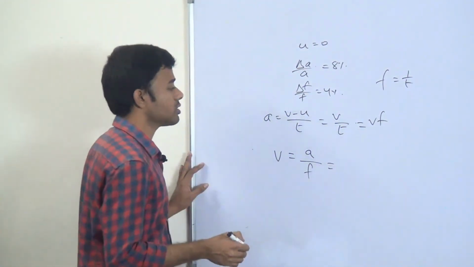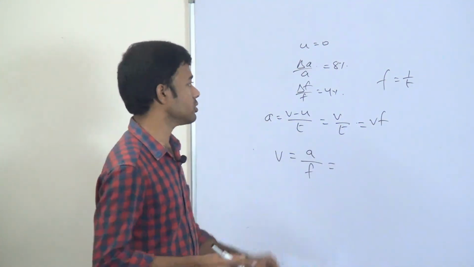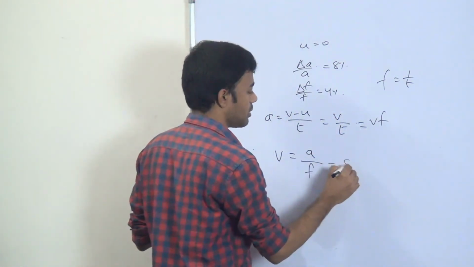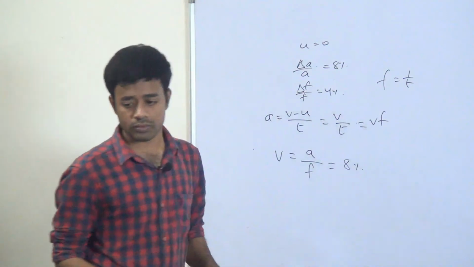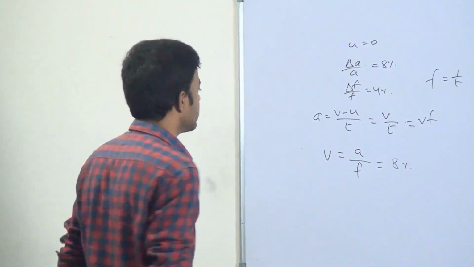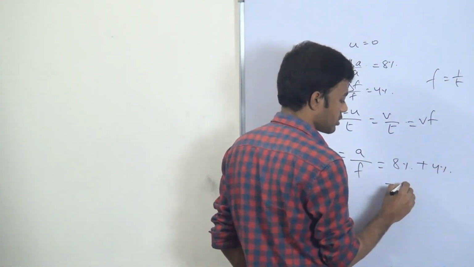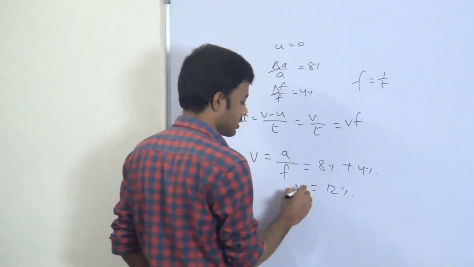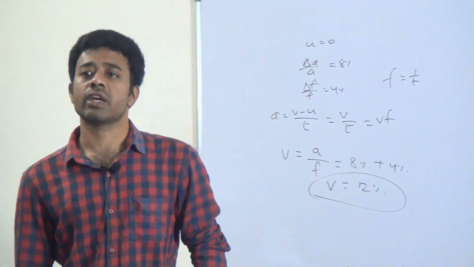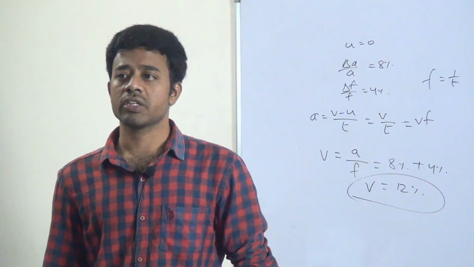Here the acceleration is in the form of a division, so you have to add the uncertainties, as we already know. The uncertainty in the acceleration is 8% plus the uncertainty in the frequency, 4%. So 8 plus 4 is obviously 12%, the uncertainty in the speed or velocity of the object if it is starting from rest.